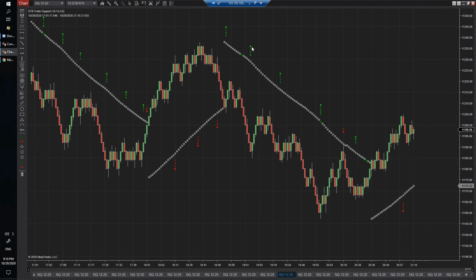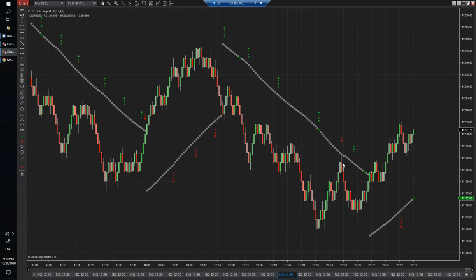And these little values on these dots are basically how many ticks away from the trade support that current bar is. So it's going to keep drawing that. Right there, it came within 2 ticks, and it showed that value there. So that's just the distance between where the trade support is and where the bar is.